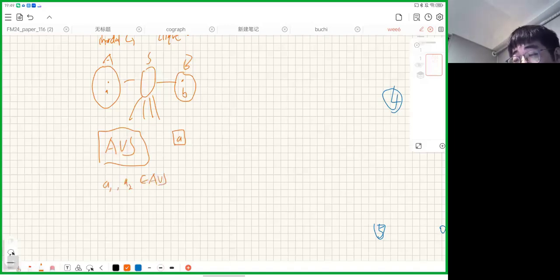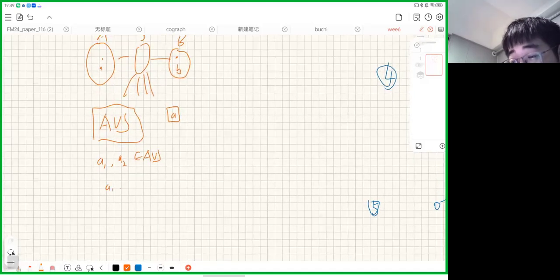These two should be disjoint, and both are simplicial vertices. Another thing is that A1 and A2 cannot both be in S. Why? Because S is a clique, as we proved before, so all the vertices in S are connected to each other. A1 and A2 are disjoint, so at least one of them must be out of S.